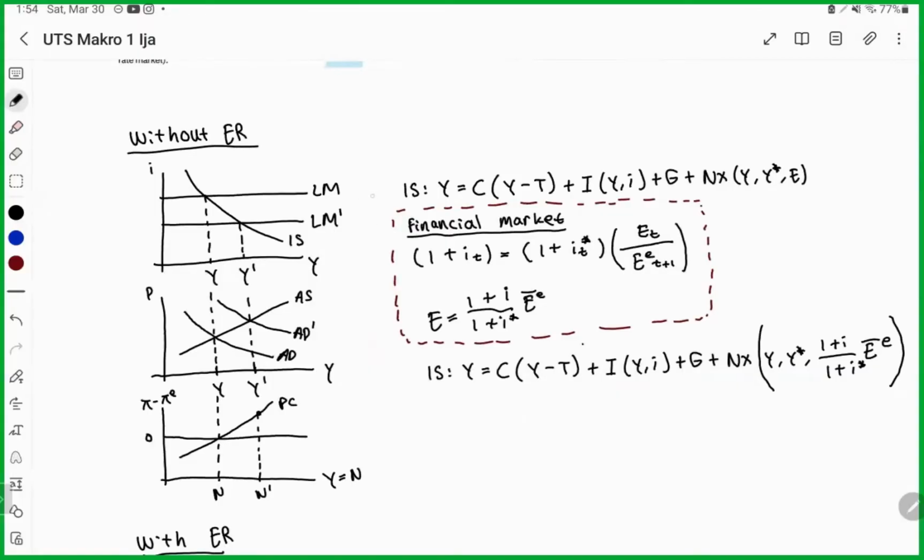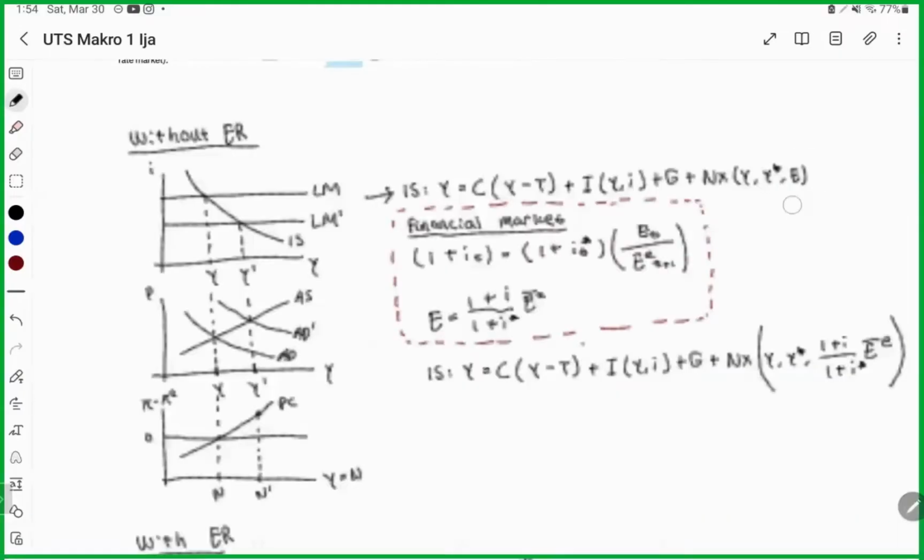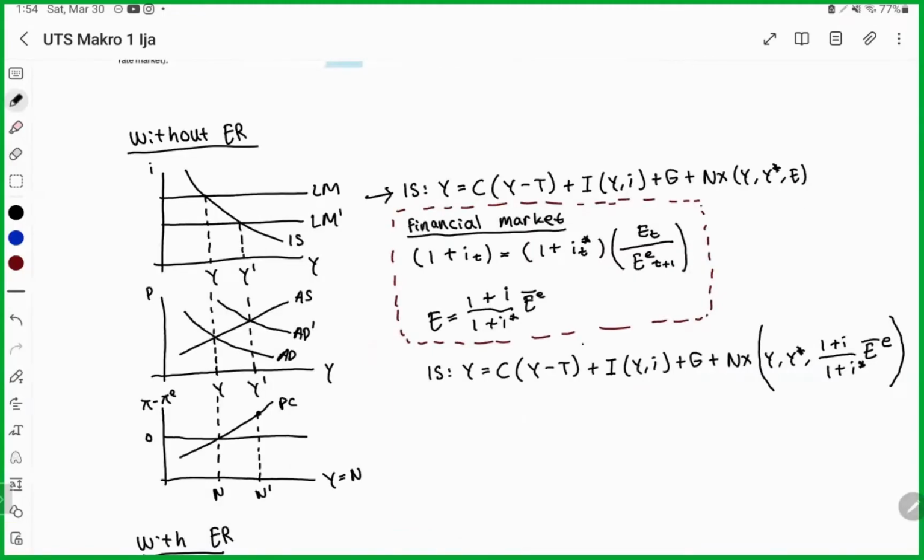we can see the IS equation is as given, with the exchange rate not related to anything because there is no exchange rate market. And from there, we also know that in the financial market, after we derive the UIP, uncovered interest parity, equation, we found this exchange rate equation. From here, we can substitute the exchange rate in here into these equations if the exchange rate market exists.